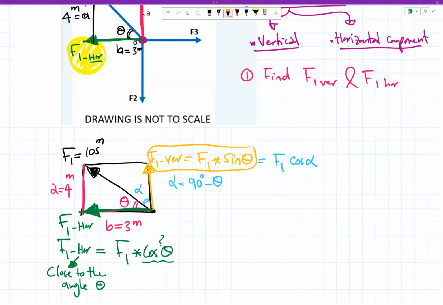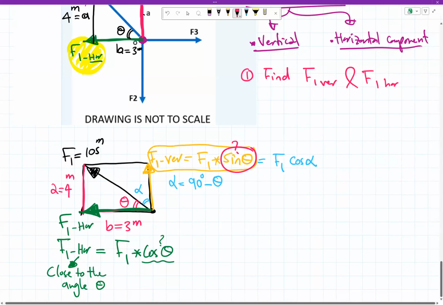So what we don't have up to now is how much is sine and how much is cosine. So we need to find the hypotenuse for this triangle. Can you find the hypotenuse for this triangle for me?